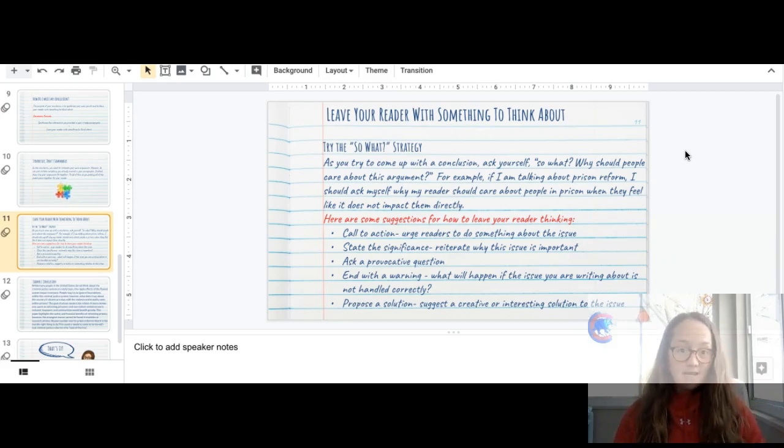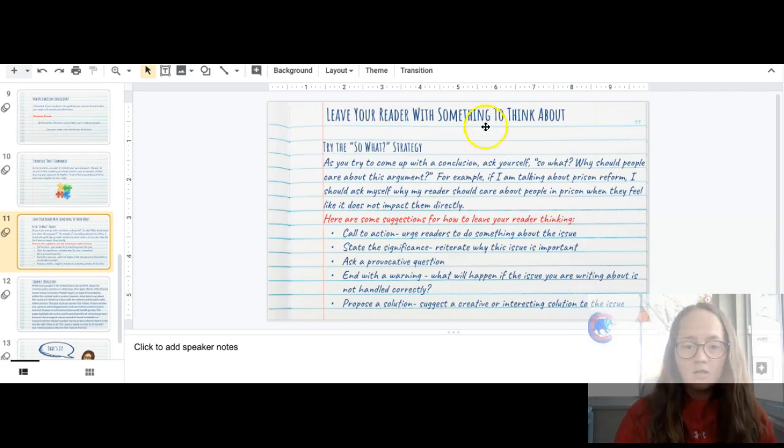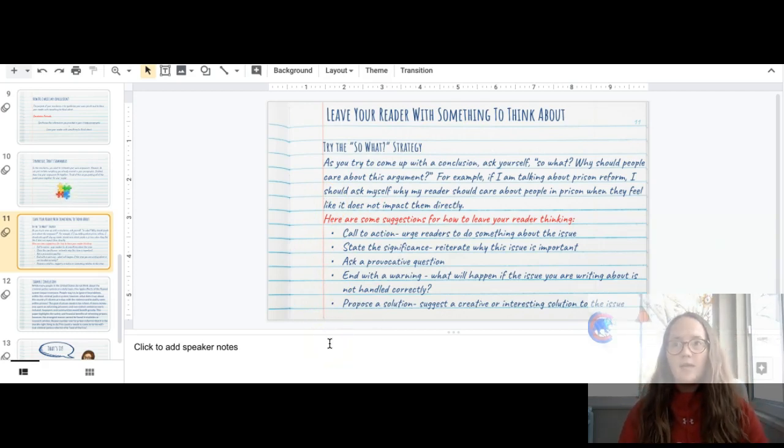Now, some other ways that you can draw interest and get your reader to think are listed right here. So you can call people to action, so trying to provide ways that people can address this issue in their own communities. You can just reiterate the significance and state why this is something that's so relevant for people in today's society, especially teenagers. You can ask a provocative question. So questions can be effective. Don't just ask a question like, what do you believe about prison reform? You want to ask a question that really gets people to think. And I'll show you an example of that in the example I'm about to give you of a conclusion.